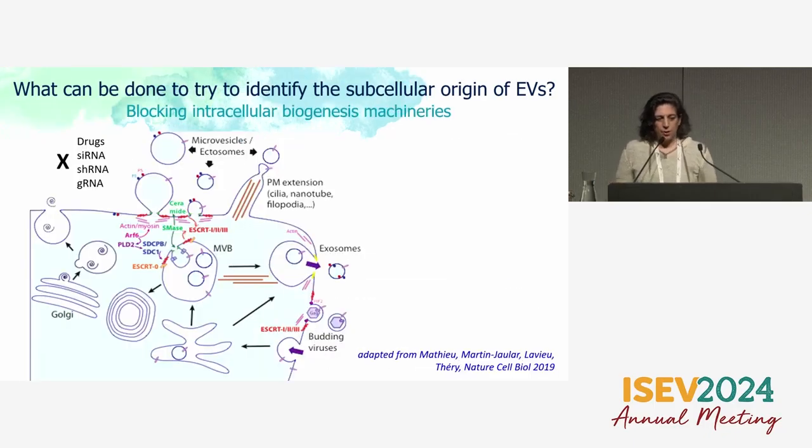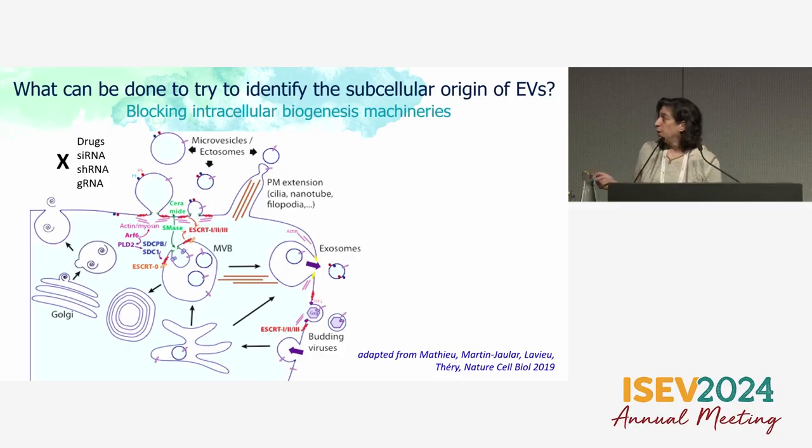So now the other part I wanted to talk about in this talk was the technology or the techniques that we try to use to identify the subcellular origin of EVs. And one way that's very commonly used is to try to block intracellular biogenesis machineries using drugs or siRNA or shRNA or guide RNAs, etc. So this has been done a lot.